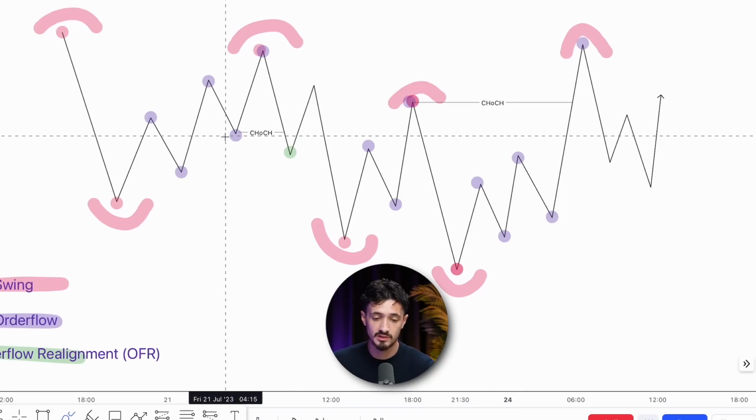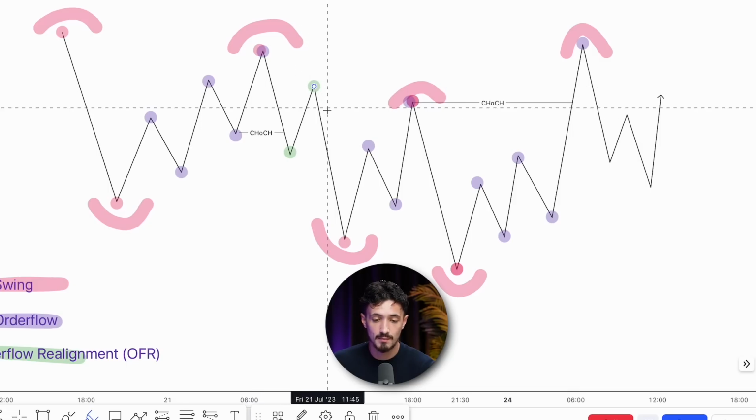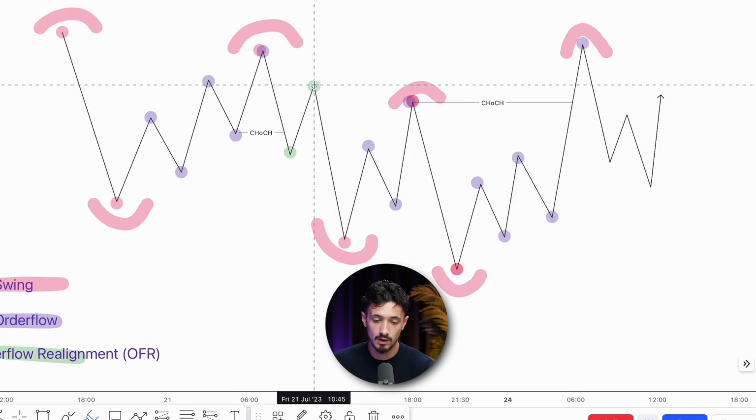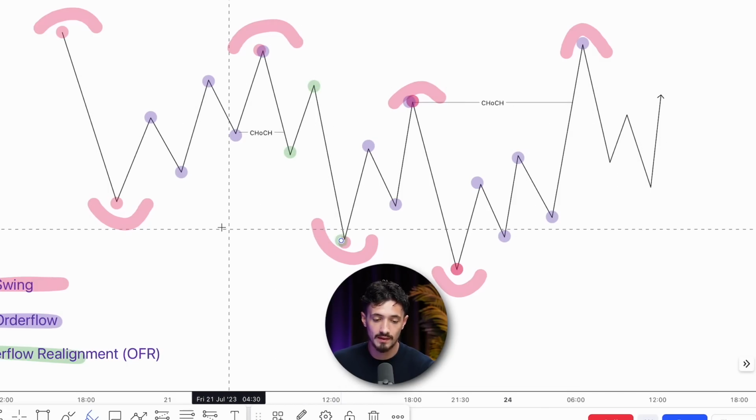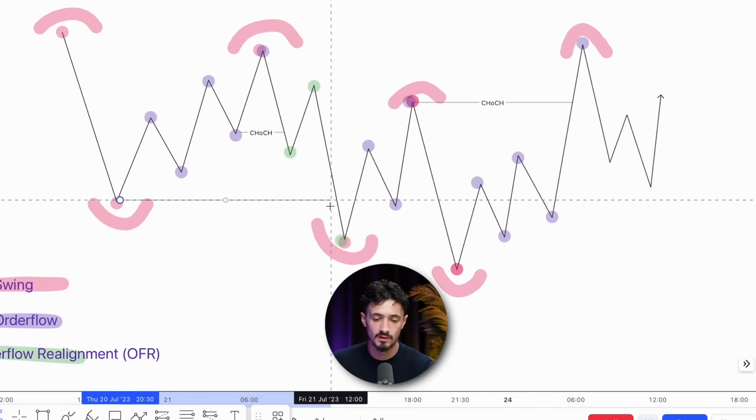So what happens is we change character, and then the order flow realigns. So we have our order flow realignment, then price puts in a lower low, lower high, and then lower low. And at that point, we've had our external break of structure right here.